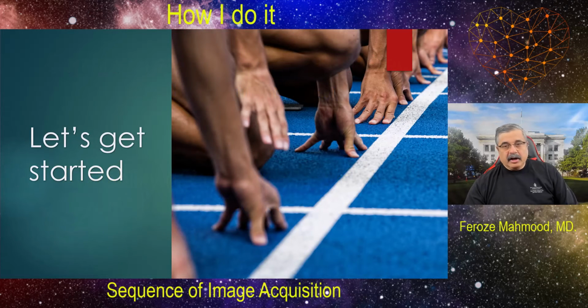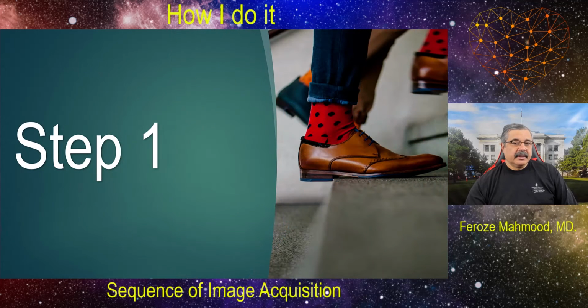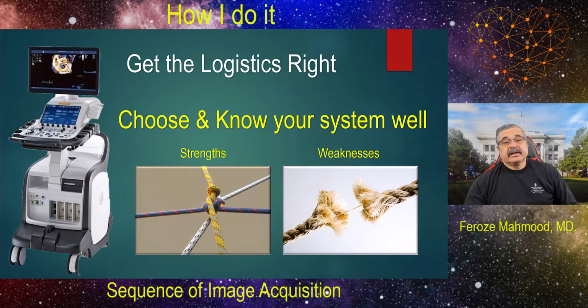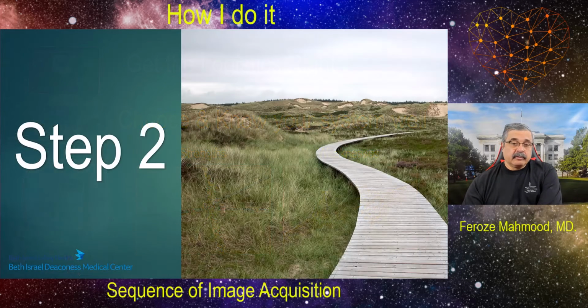So now let's get started on this, how I do it. Step one of this focused and comprehensive exam, the sequence of this one, is to get the logistics right. This is again something that I'm borrowing from our comprehensive intraoperative TEE examination lecture. First thing is get the logistics right. So choose and know your system well. A knowledge of the equipment that you're going to be operating is the first and foremost thing in getting this exam sequence right. You should know how to operate that equipment.